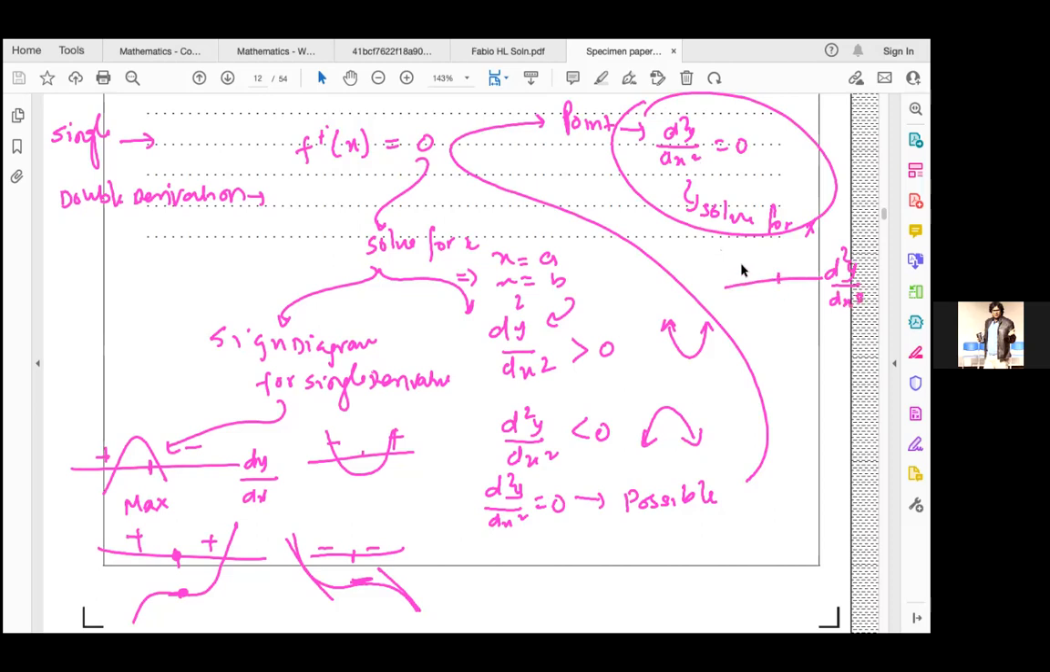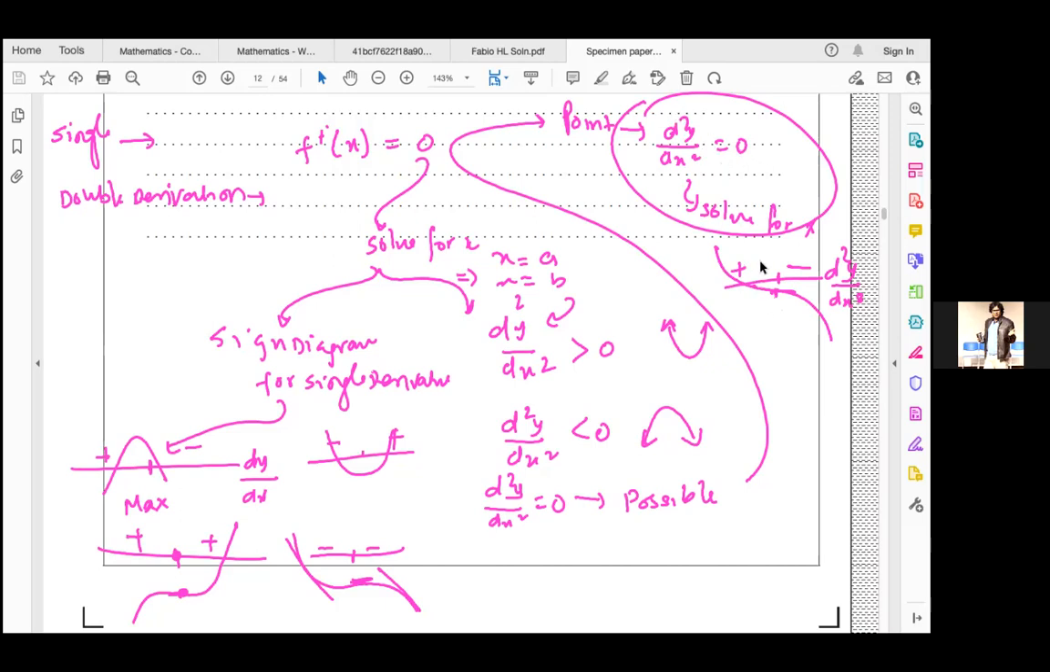If you draw the second derivative sine diagram, and it is, let's say, positive and negative, it means this side is concave up and then it becomes concave down. So this is a possibility of the point of inflection. This confirms indeed a point of inflection if you have equated the second derivative to 0.